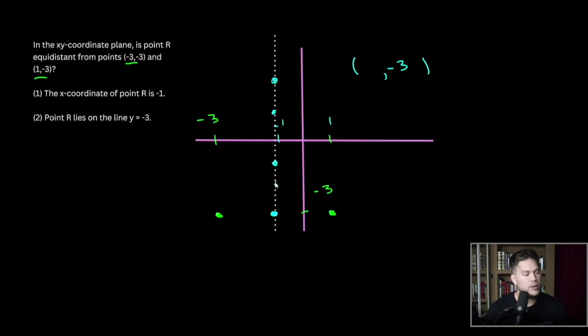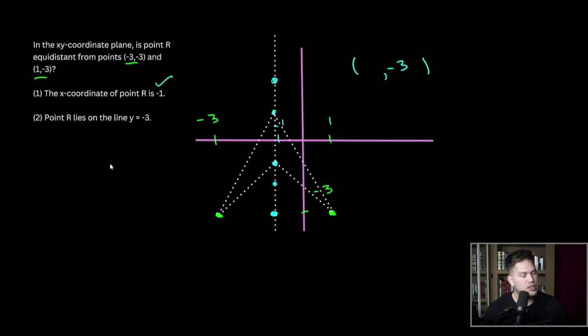And yes, it would be, because any point on this line would end up forming some sort of isosceles triangle. So any point on the line x equals -1 would be equidistant. So statement 1 is sufficient.